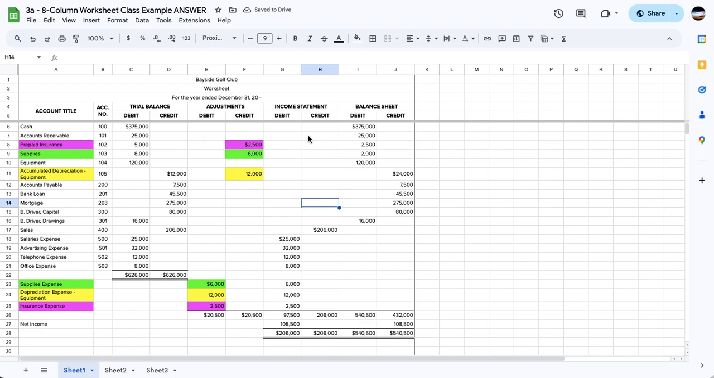And then what we do is we carry our balances over. If there's been some changes in math, I've already explained that. And then you do your net income, transfer it to your owner's capital account by crediting the balance sheet, carrying down our final balances, dollar signs and underlines, and we are done. So there you go. That's your tutorial on the 8-column worksheet.